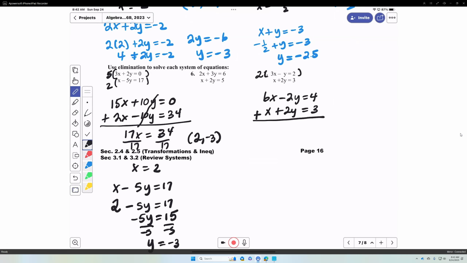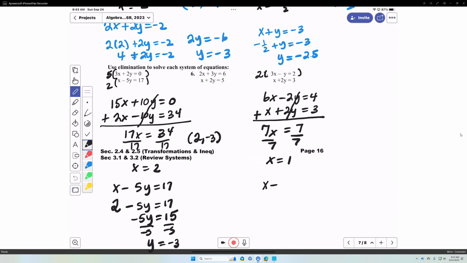So 6x plus x gives you 7x. Negative 2y plus 2y becomes 0. 4 plus 3 gives you 7. Divide both sides by 7, so x equals 1. So now you can choose any of the two equations to go back and solve for y. I'll choose the second equation.